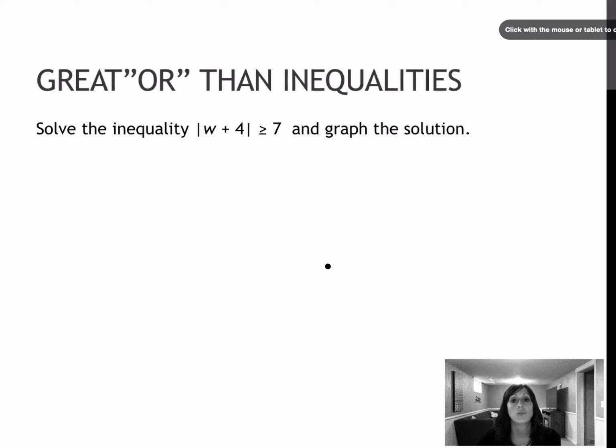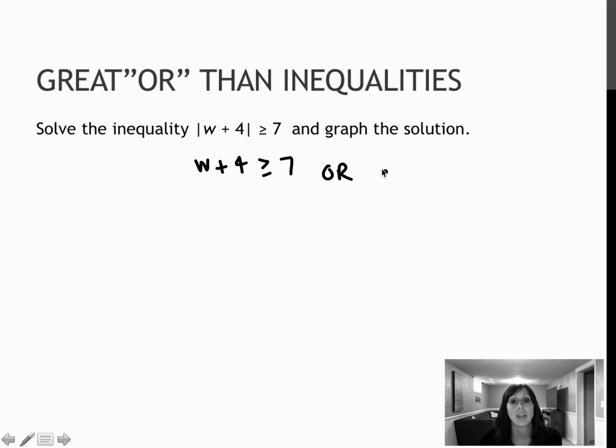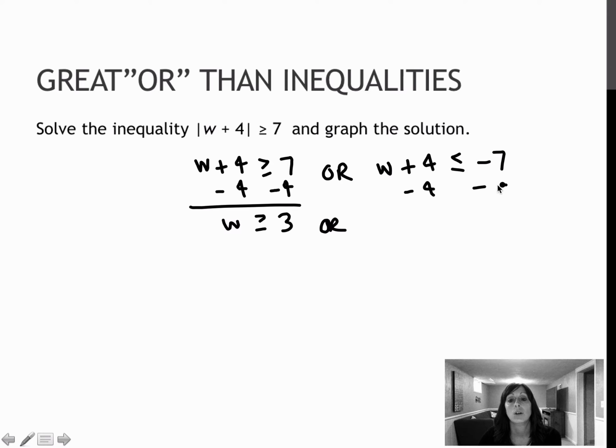Let's see how we would solve this greater than inequality. Again, my original sign is a greater than. The first time I would write it as w plus 4 is greater than or equal to 7. And then I would write the word "or", because it's a greater than, w plus 4 is less than or equal to negative 7. I would solve each just like I would if it were an equation, which gives me w is greater than or equal to 3, or w is less than or equal to negative 11. Both of those would work.